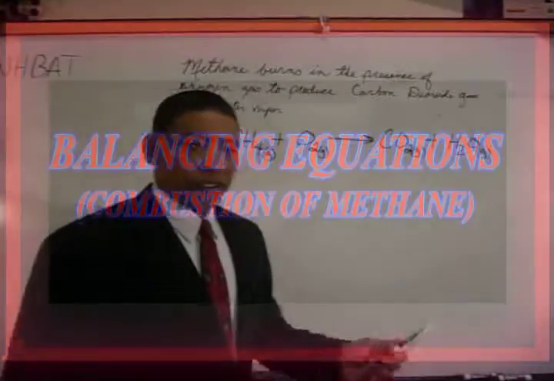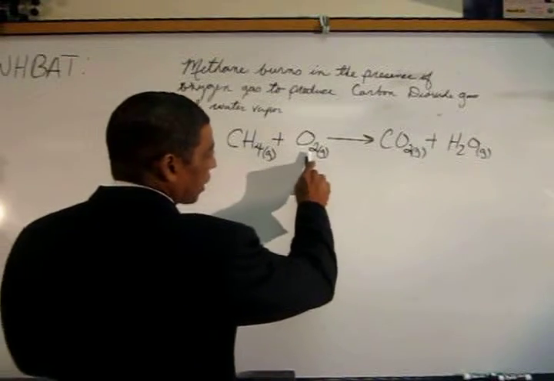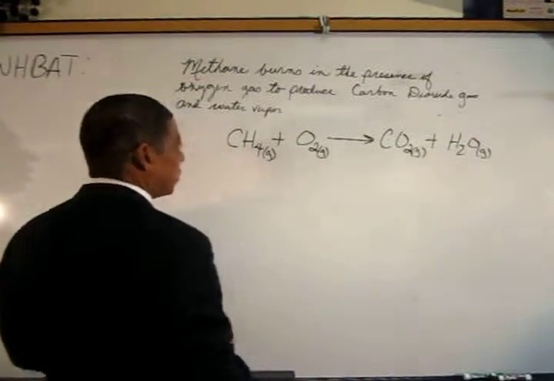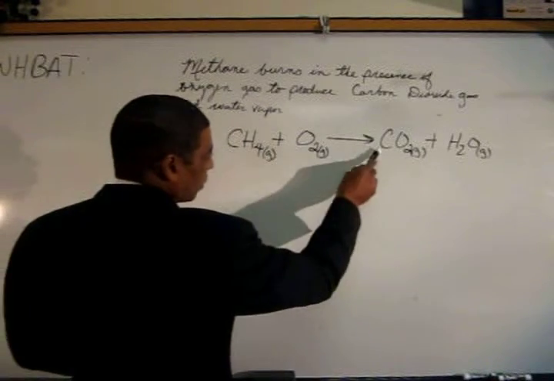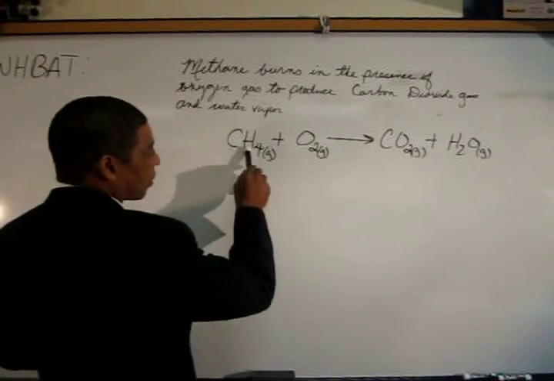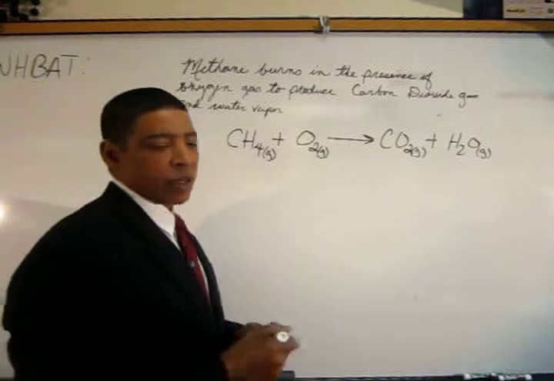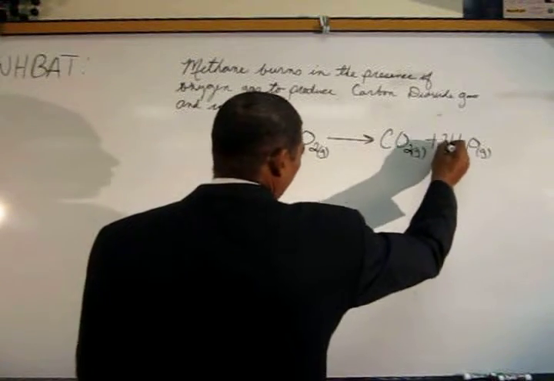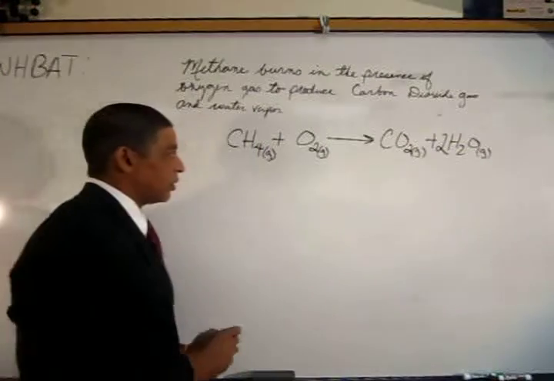Now let's balance this simple combustion reaction where methane burns in the presence of oxygen to produce carbon dioxide and water. Let's begin with the carbons. One carbon, one carbon. Now the hydrogens. 4 hydrogens, 2 hydrogens, so we must increase the number of hydrogens by placing a coefficient 2 in front of the water, which will also increase the number of oxygens.